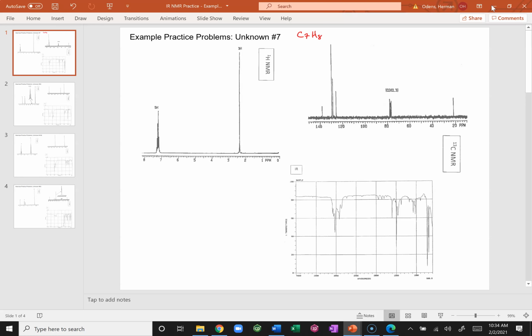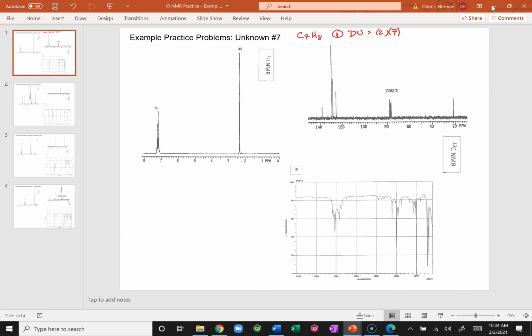The first thing you're going to find is the DU. DU is 2 times 7 plus 2 because I don't have a nitrogen, minus 8, that's my number of X, divided by 2. So it's 14, 16, 16 minus 8 divided by 2 is 4. So 4 means I have most likely a benzene ring that I'm dealing with. All right? Immediately pops in my head.